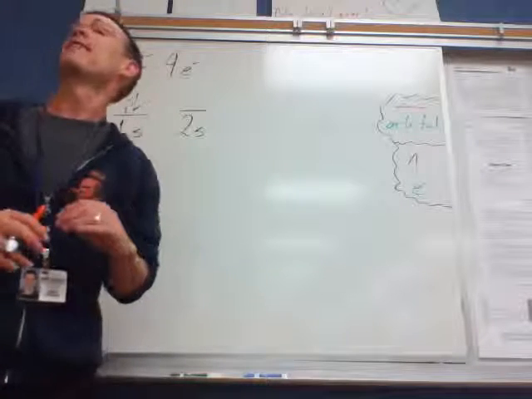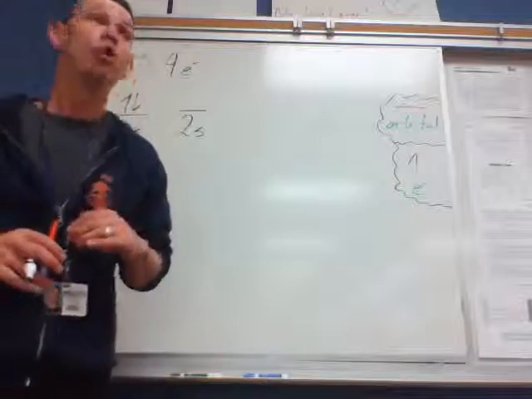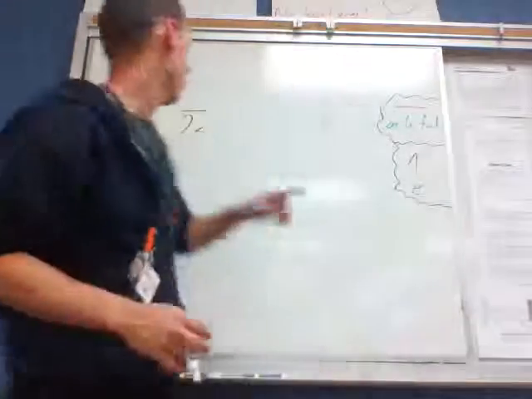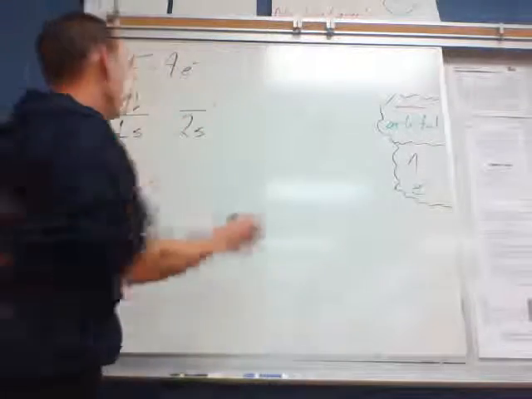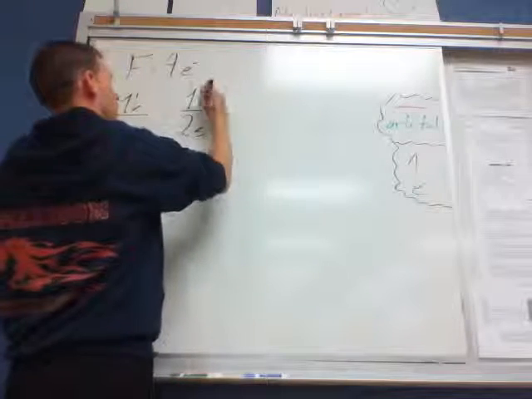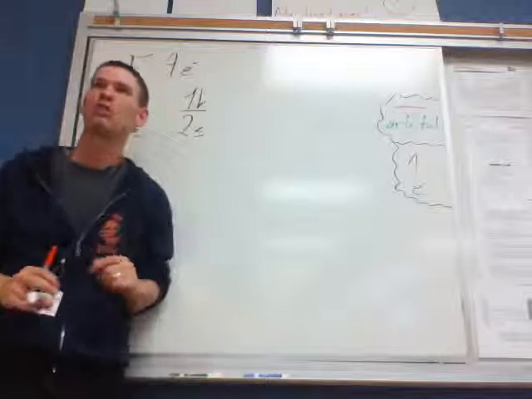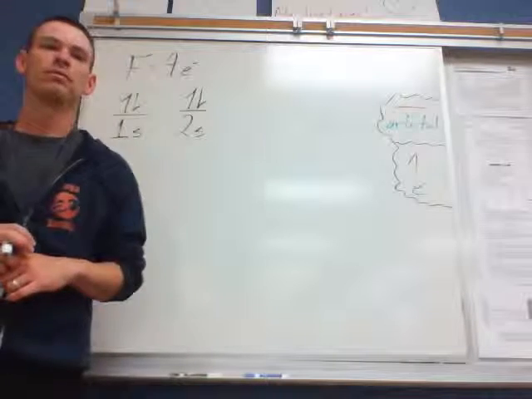How many electrons can fit in an orbital? 2. Remember, Pauli's exclusion principle said that for every time you draw one of those lines, you can put 2 differently spinning electrons in the orbital.